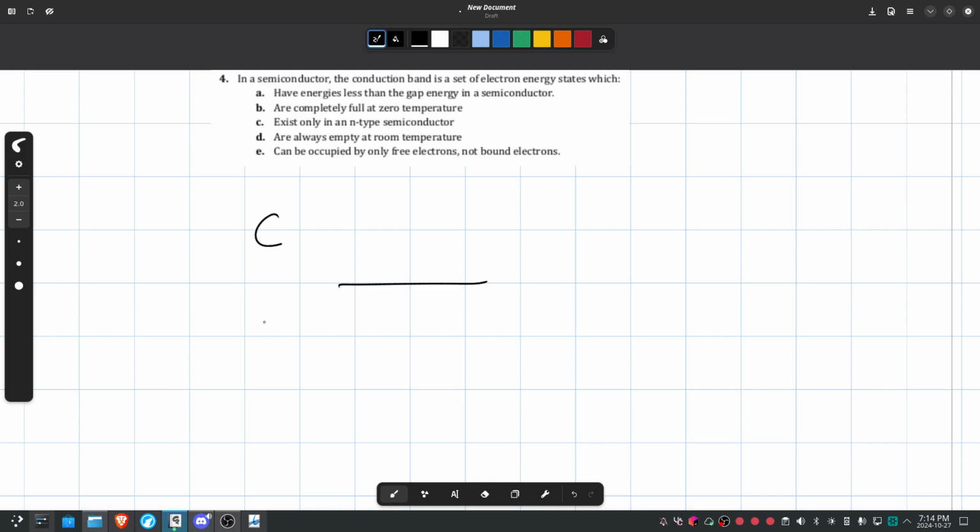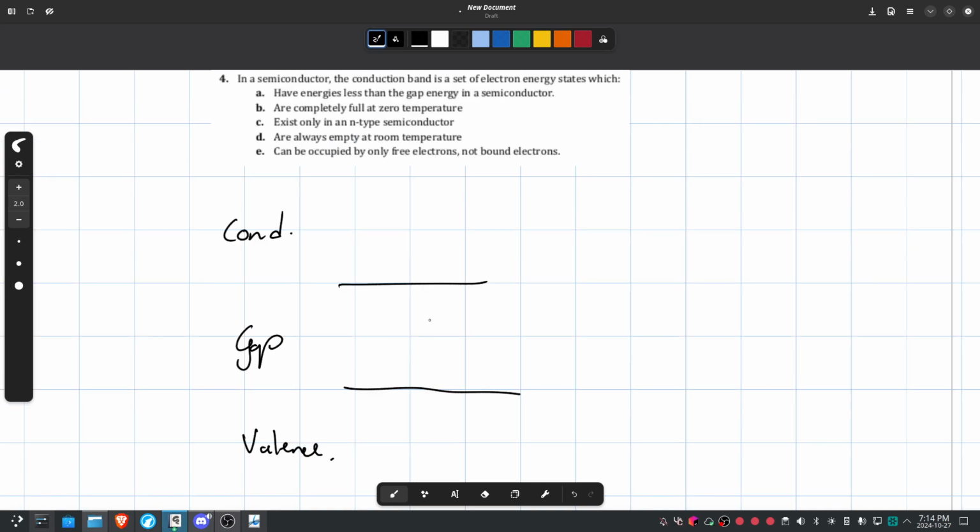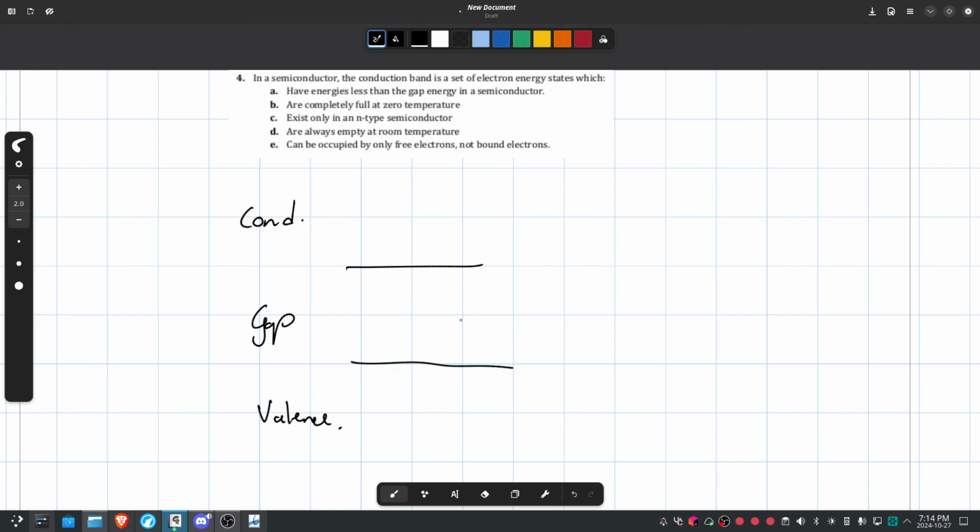This is going to be your conduction area. This is going to be your gap. This is conduction, this is gap, this is valence. Let me just start reviewing my answer to make sure I'm not fumbling halfway through.